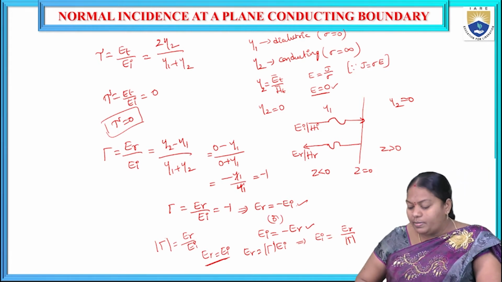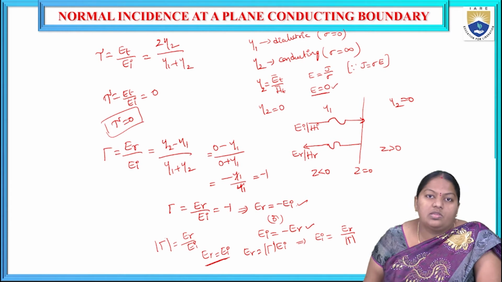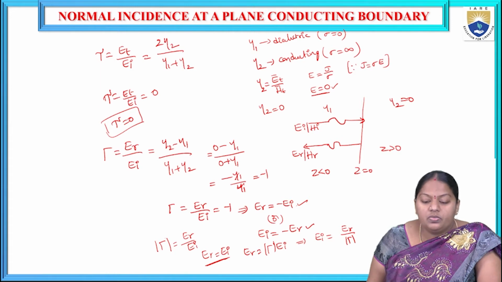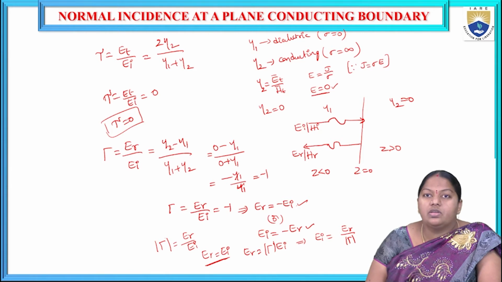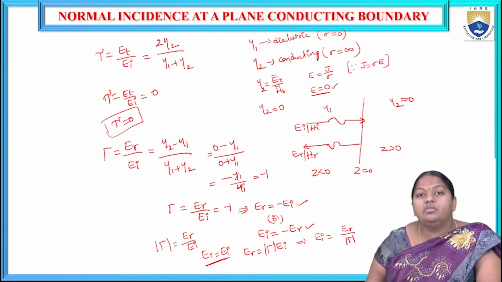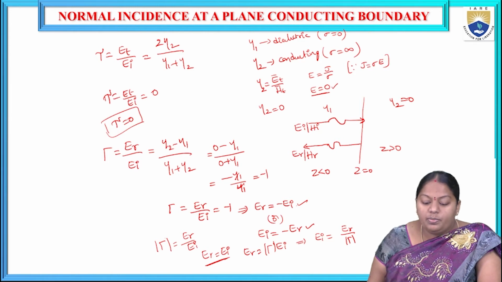So in the normal incidence at a plane conducting boundary case, we are assuming medium 1 is a dielectric medium and medium 2 is a conducting medium. As we know, for a perfect conductor sigma equal to infinity, there is no electric field present in that conducting medium. So the intrinsic impedance of that conducting medium eta 2 equal to 0, the transmission coefficient tau is equal to 0 and the reflection coefficient gamma equal to minus 1. Right?